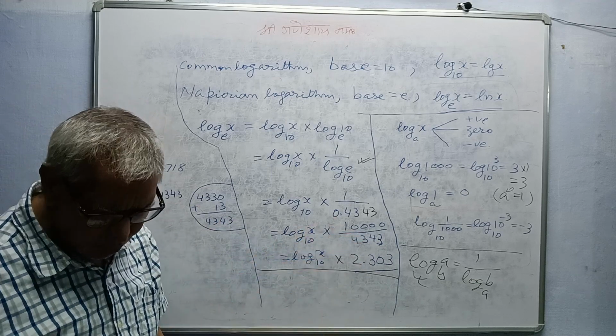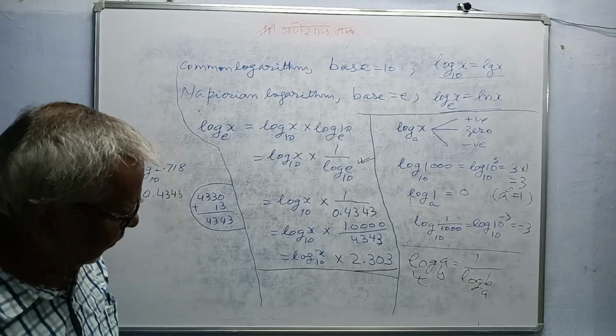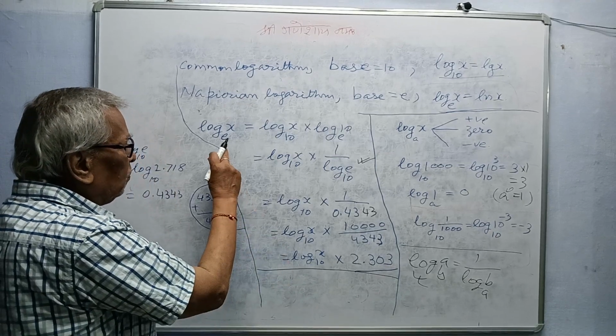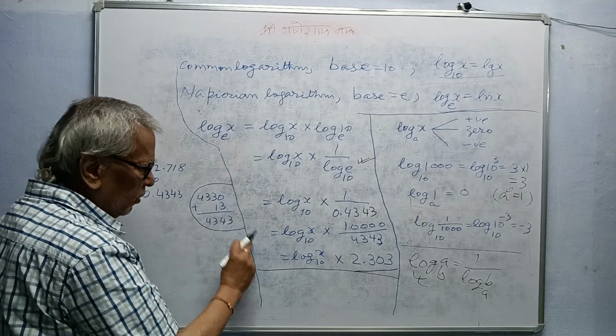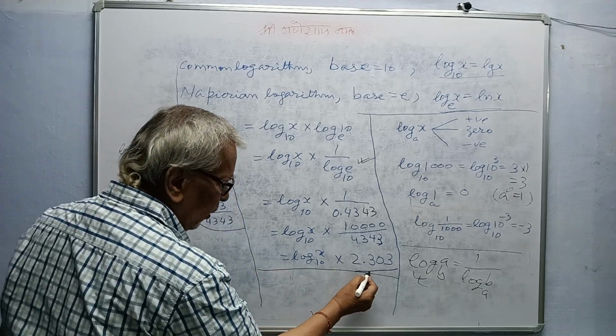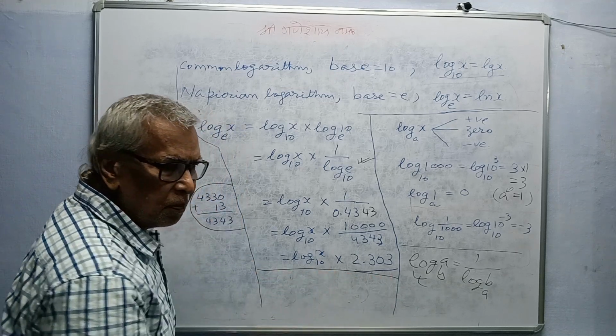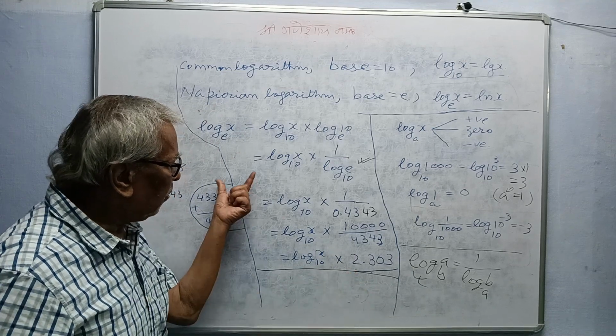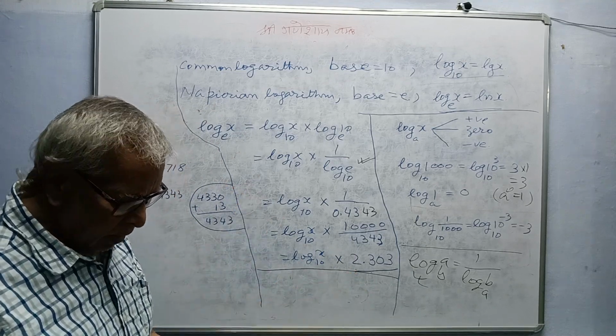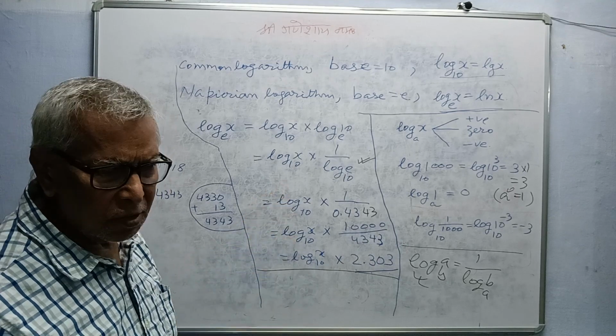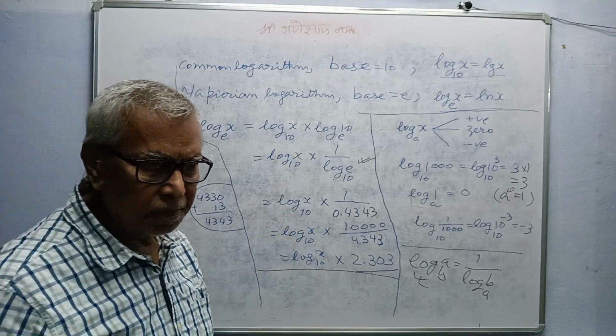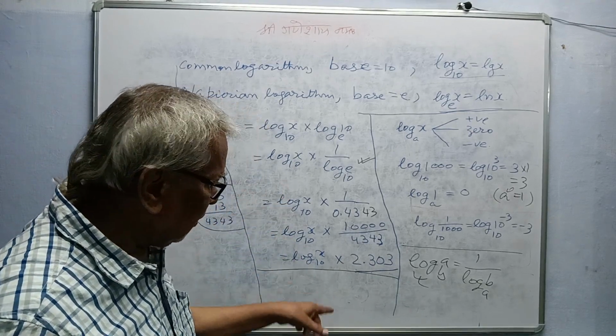My point is this: in chemistry, you change this thing. Log x to the base e is equal to just 2.303 into log x to the base 10. From where does it come? It comes from this logarithm formula. Again, I will show you characteristic and mantissa.